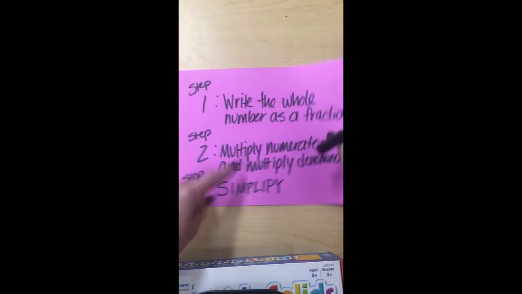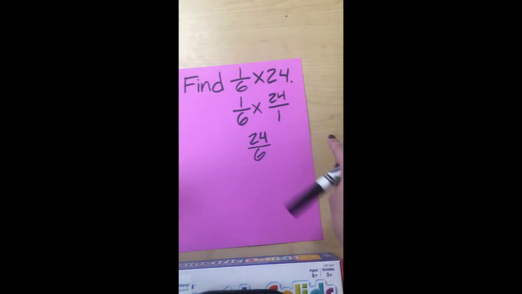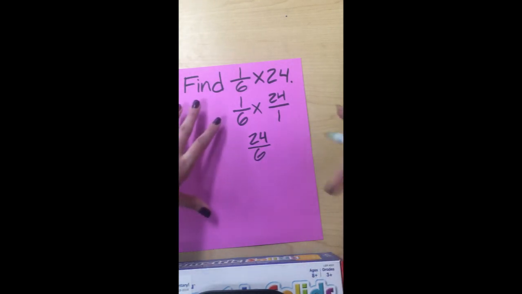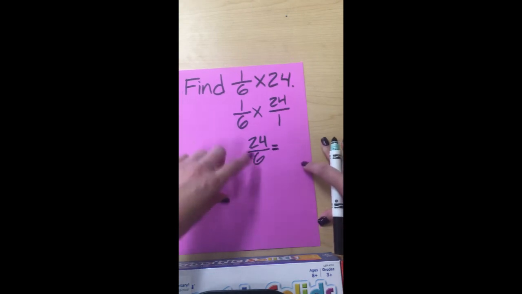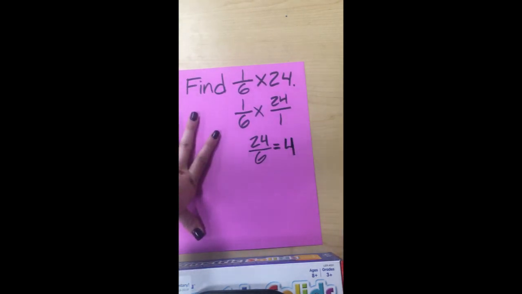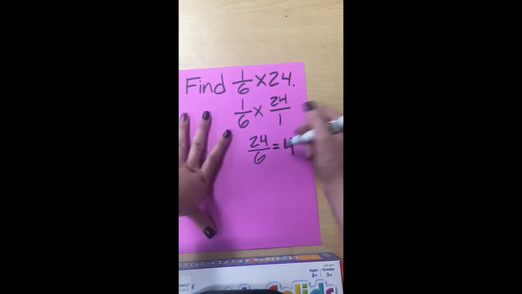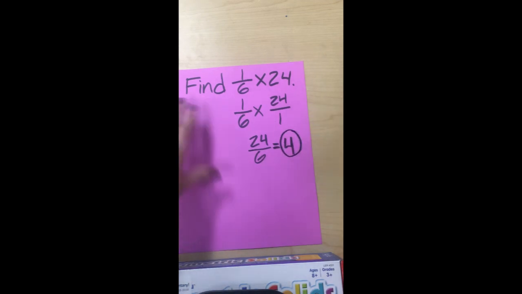The final step is to simplify, or besides simplifying, you also need to put this back into a mixed number. So how many times does 6 go into 24? It goes in 4 times. And 6 times 4 is 24, so we're actually done. We actually have nothing left, so we can't have a fraction over here. This is just the final answer, 4.